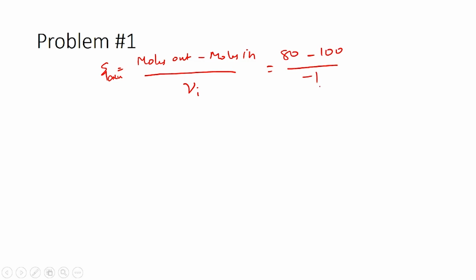So, hence we can calculate the extent of reaction for glutamine as moles out minus moles in divided by stoichiometric coefficient, which would be moles out is 80 minus 100 is the moles in, divided by stoichiometric coefficient of -1, again giving you 20 moles per minute. So, this would be the extent of reaction using glutamine. As we expected, the extent of reaction is the same whether we calculated using glutamine or using pyruvic acid.